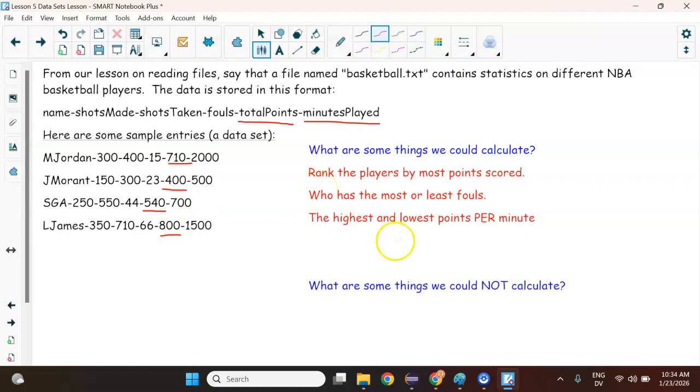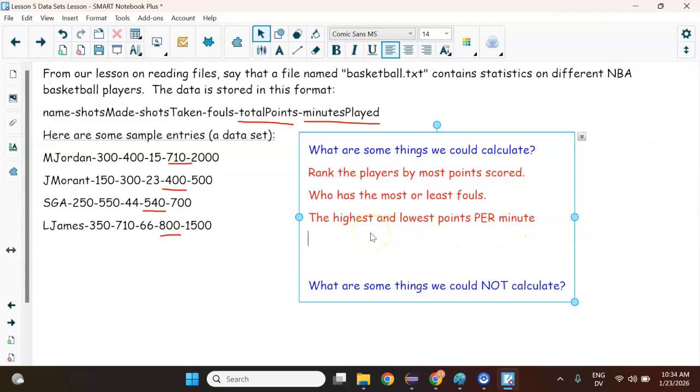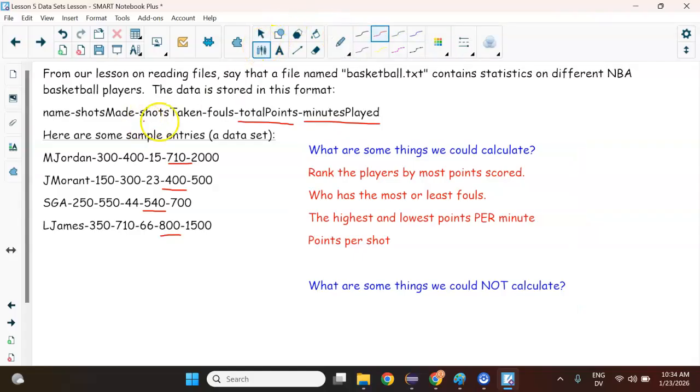Another good one from a statistics point of view would be the points per shot they take. Since we have the number of shots taken and the number of points, we could look at that ratio and try to figure out who's scoring a lot of points while not taking a bazillion shots.